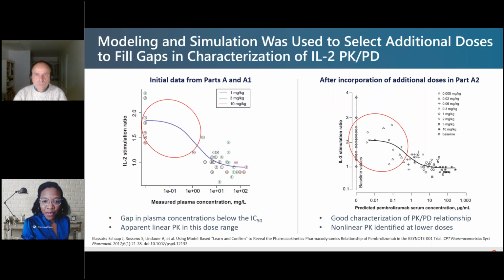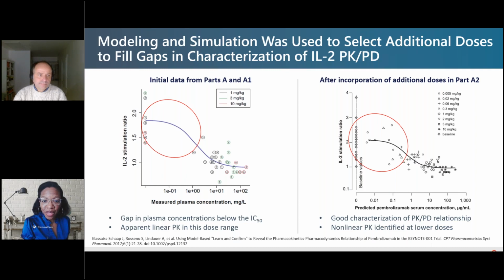The design selected for part A2 was successful in that it filled in the gaps previously present in the data, as we can see on the right. This is not shown, but the newly collected concentration time data also showed concentration-dependent clearance at the lower doses, which is typical of monoclonal antibodies.